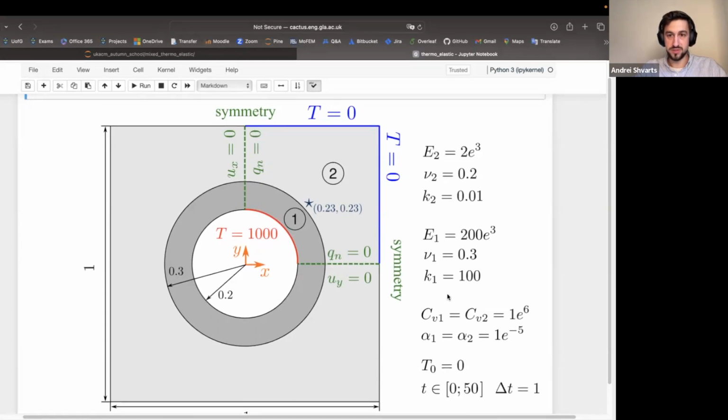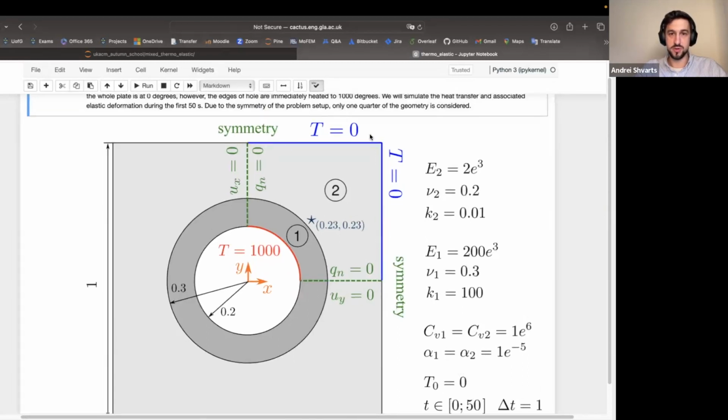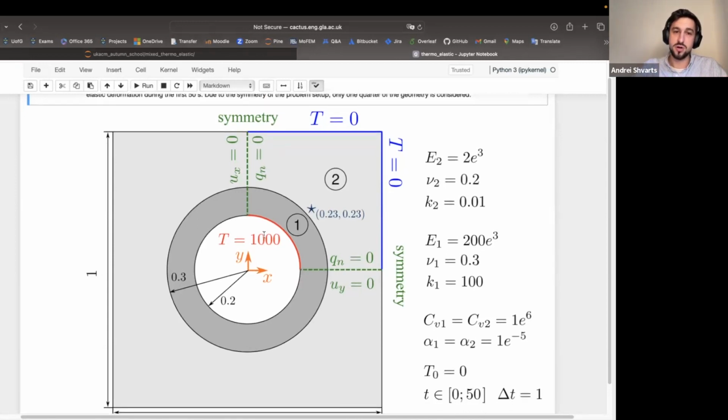So all the other parameters are the same, and the initial temperature of this whole plate is 0. And then we have 0 temperature boundary conditions for domain 2 at the outer surfaces. And then on the inner surface, we have 1000 degrees applied. As you probably can see, the boundary conditions are symmetric, and the geometry is symmetric, and therefore we can just consider a quarter of this plate.